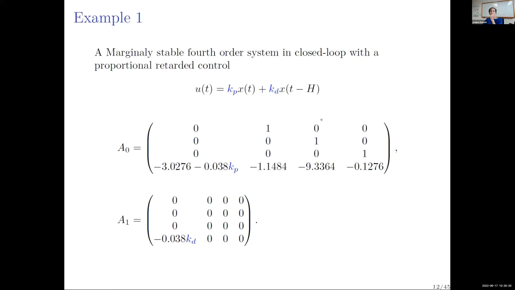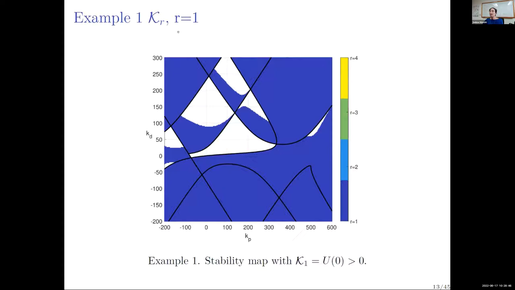We substitute this in a fourth order system and we get those two matrices. And then we are going to apply the necessary conditions. If I take R in KR equal to one, it reduces to the condition shown here downstairs. It's just that U evaluated at zero is positive. Here we have painted in blue the points that violate this condition, okay?